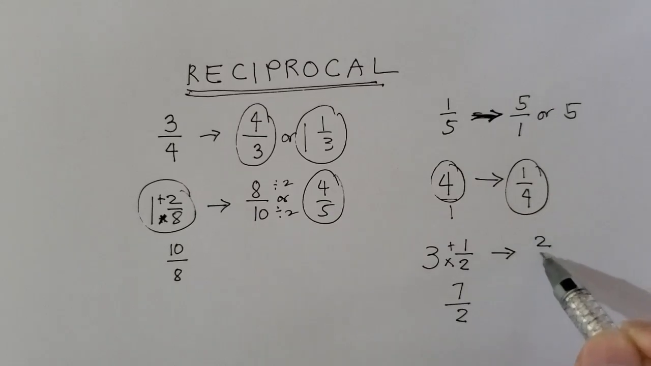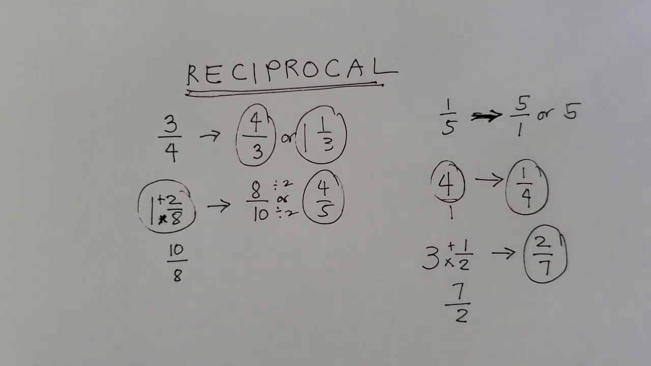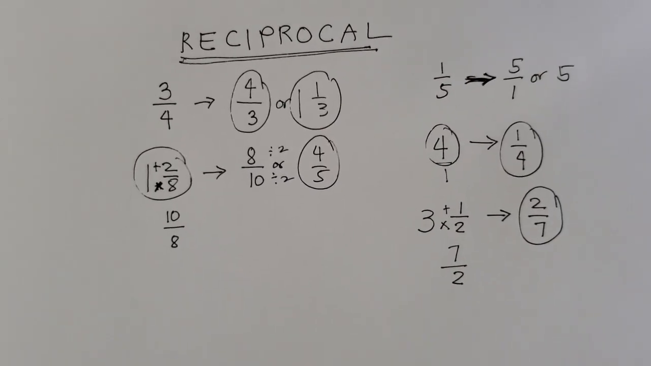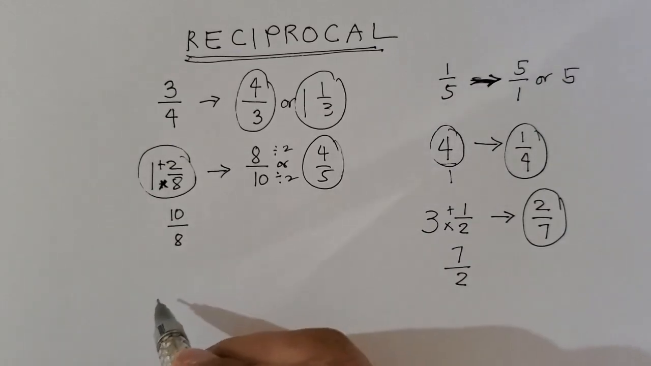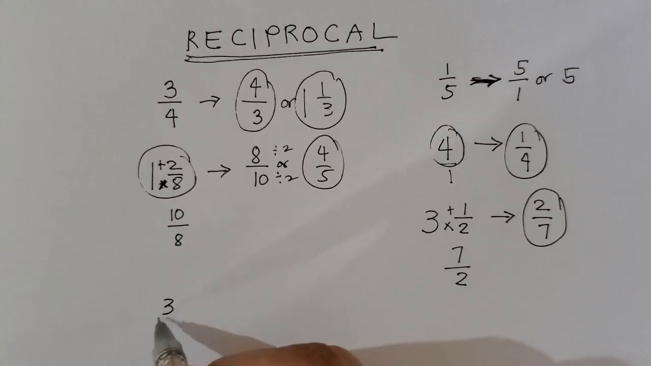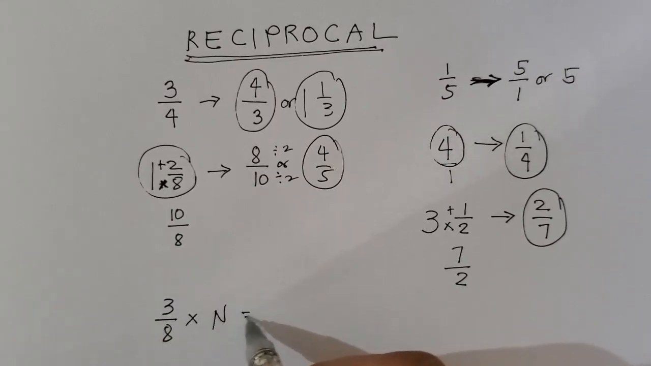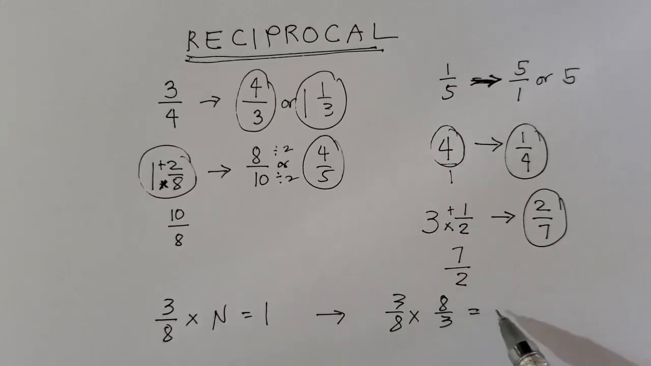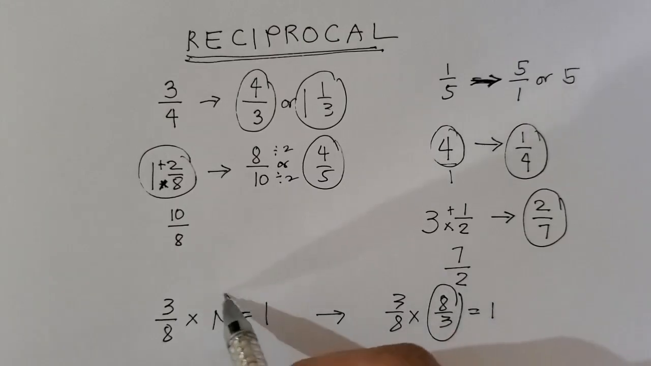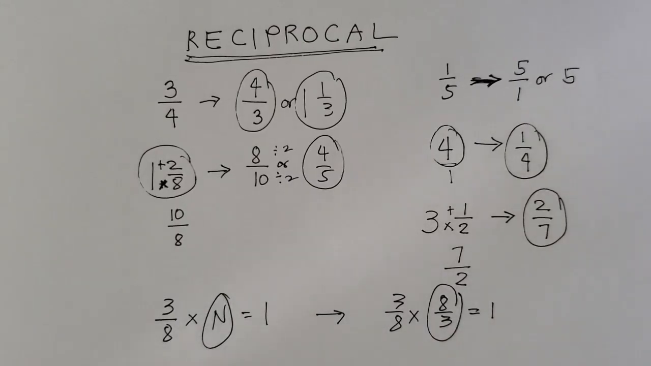So the reciprocal is 2/7. Any question with what we mean by reciprocal? In this case, if we will try to go back to our problem, of course, that is a number multiplied by 3/8, and the answer is 1. Of course, you just multiply 3/8 by its reciprocal, and the product is 1. So that will give us 3/8 times 8/3 is equal to 1. Therefore, n here is equal to 8/3.